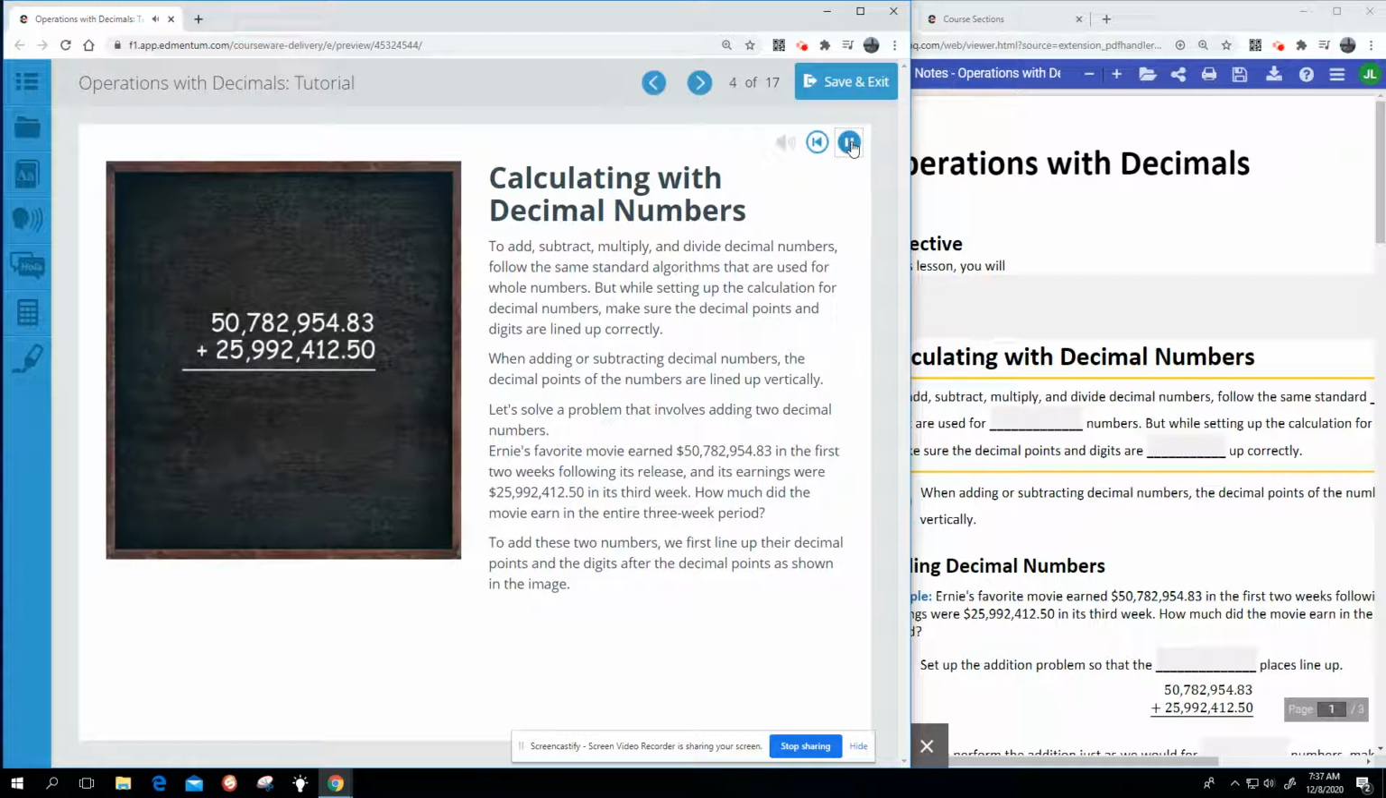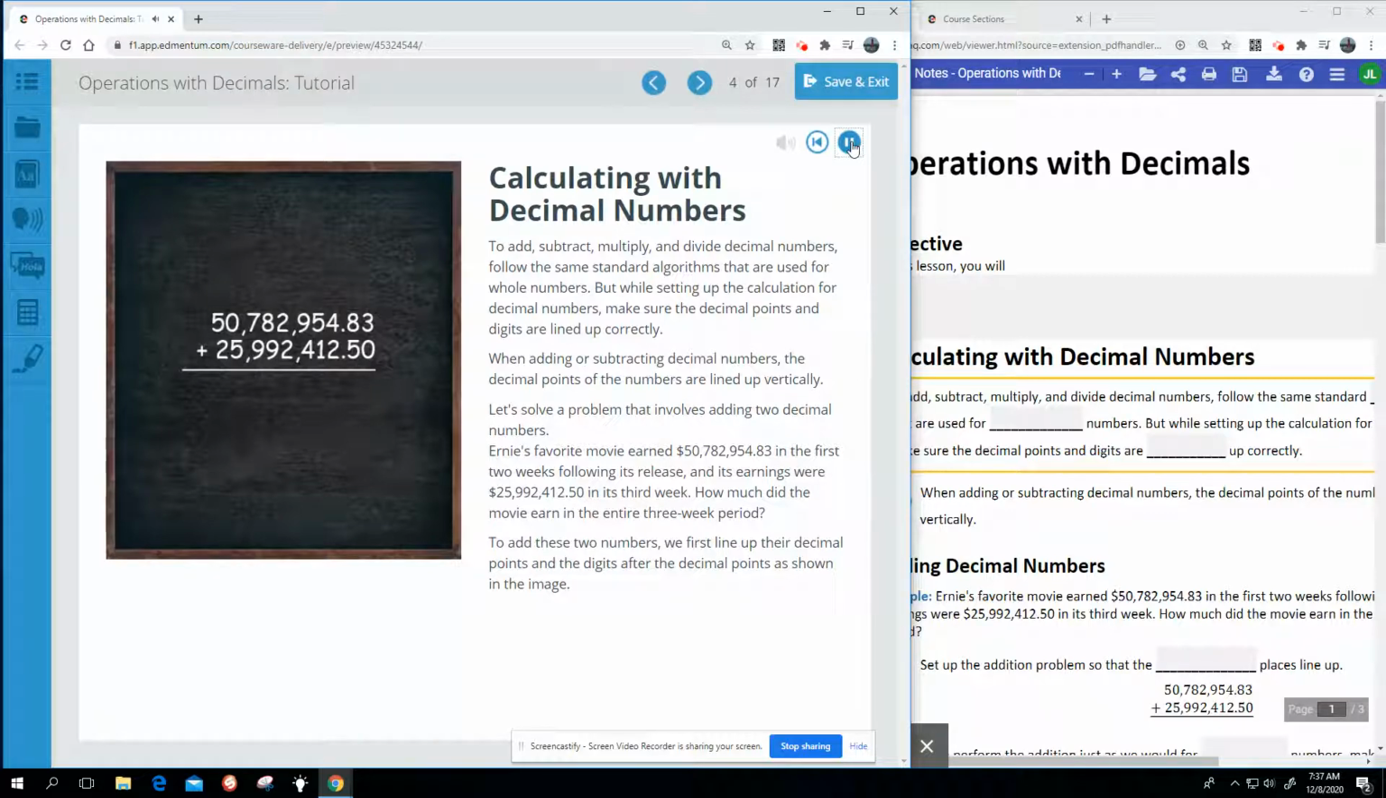Let's solve a problem that involves adding two decimal numbers. Ernie's favorite movie earned $50,782,954.83 in the first 2 weeks following its release, and its earnings were $25,992,412.50 in its third week. How much did the movie earn in the entire 3-week period? To add these two numbers, we first line up their decimal points and the digits after the decimal points as shown in the image.